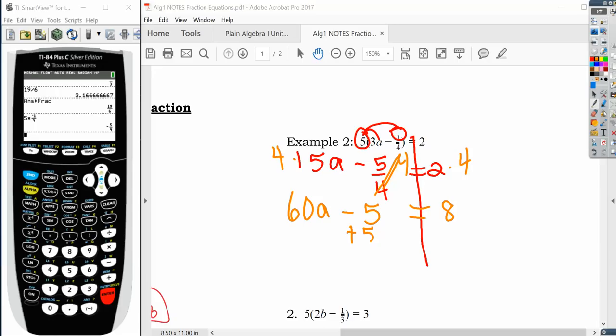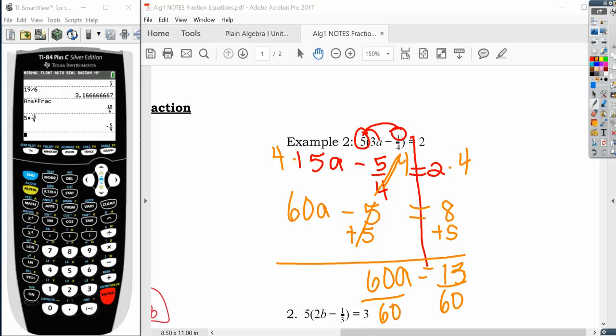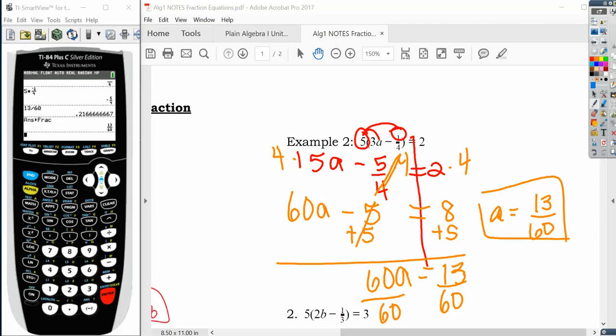So I'm going to add 5 first. So I have 60a equals 8 plus 5 is 13. And then I'm going to divide by 60. So if I type in my calculator 13 divided by 60, math, enter, enter, I get 13 over 60. So a equals 13 over 60. And I'm done.